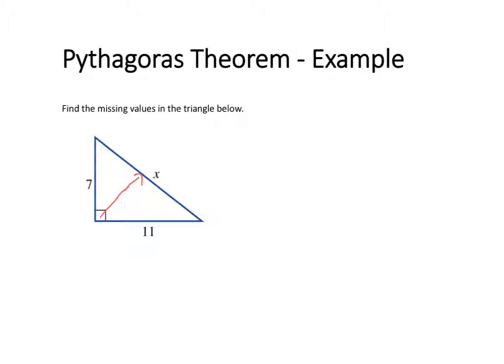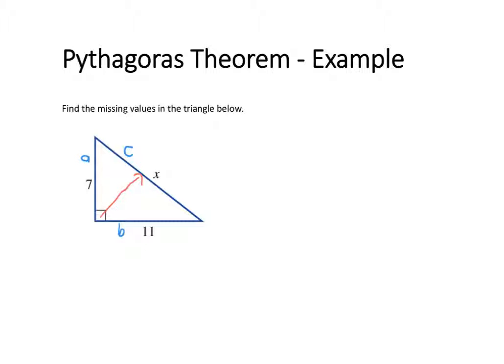So the first step is going to be to label the sides of the triangle A, B, and C. Now the hypotenuse side is always going to be C. So I'm going to label that with a C, and then label the other two sides A and B. It doesn't matter which side we label A and which side is labeled B, we can use them interchangeably for A and B.